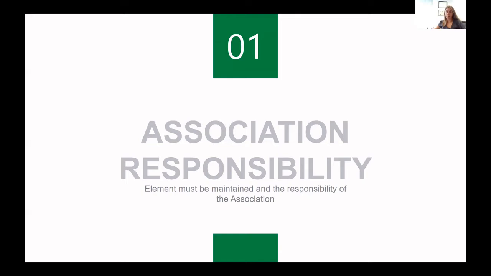So using an example of a condominium, the interior of the units would be excluded. That's not the association's responsibility. It's not something that should be considered for the reserve study. Maybe it's a large HOA and their streets are maintained by the Department of Transportation, then those should also be excluded because they're not the association's responsibility.